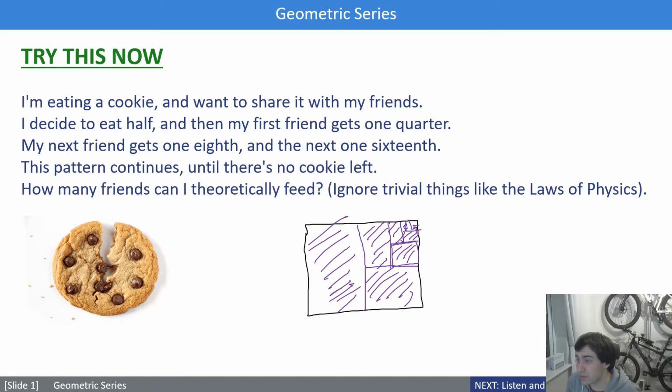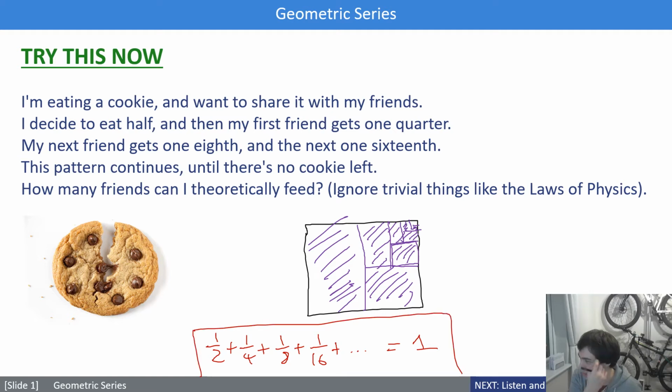But effectively, mathematically, what we're saying here is a half plus a quarter plus an eighth plus a sixteenth. If you do that infinitely, it's just equal to one. And what I've written here is not shorthand, this is a legitimate mathematical statement. And the equal sign is in fact an equal sign. Okay, so this is what we're going to be looking at, this concept.